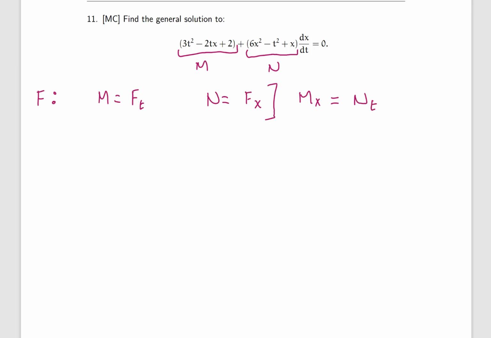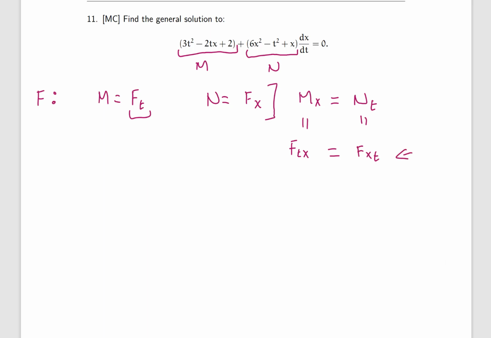is equal to the partial derivative of N with respect to t. And just to explain why there's f_t here and an x derivative here, this fact is based on the fact that the mixed partial derivatives are equal to each other. So M_x is really the derivative of f with respect to t and then taking the x derivative, and N_t is going to be the derivative with respect to x and then t. And from Calc 3 we know those two things are equal to each other.